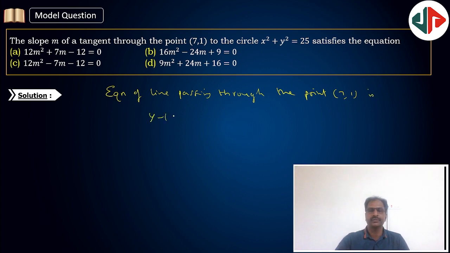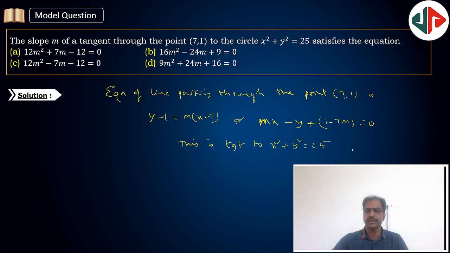y minus y1 is equal to m into (x minus x1), which means mx minus y minus 5 m plus 1 minus 7m is equal to 0. Now this is a tangent to the circle. This line is tangent to x square plus y square is equal to 25, which implies r is equal to d.